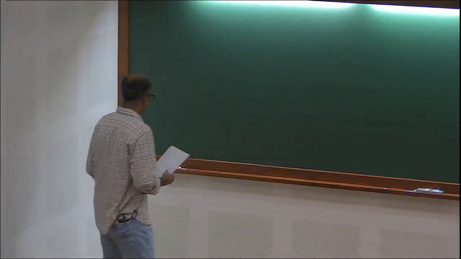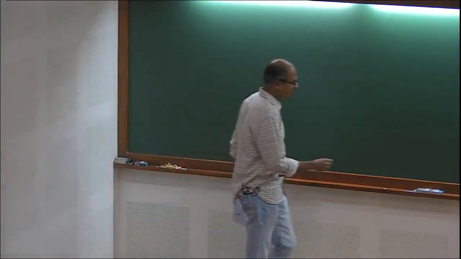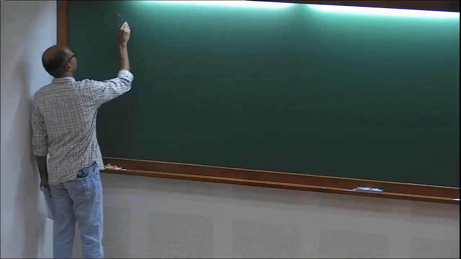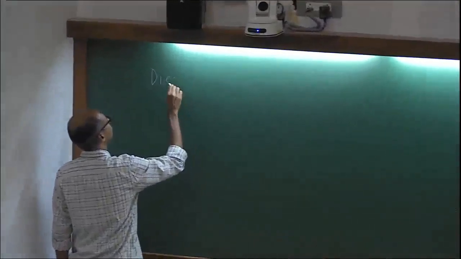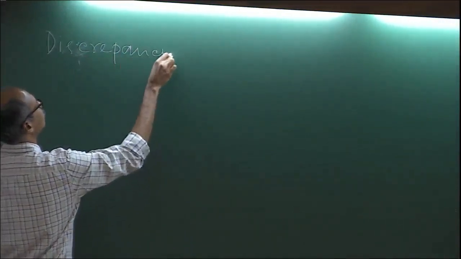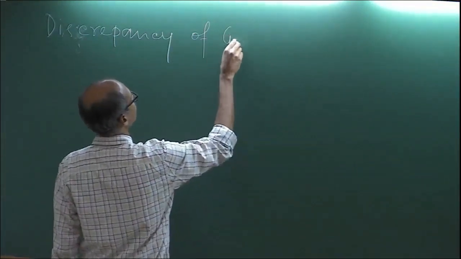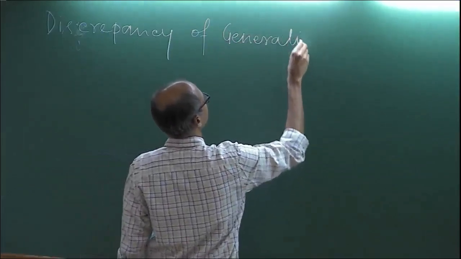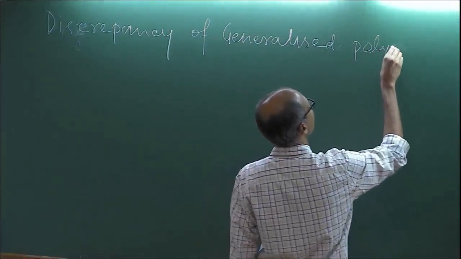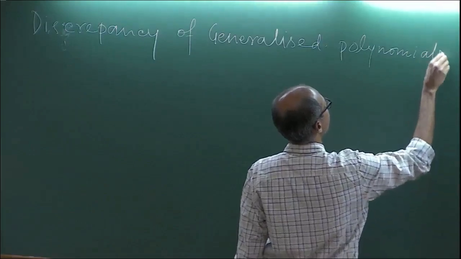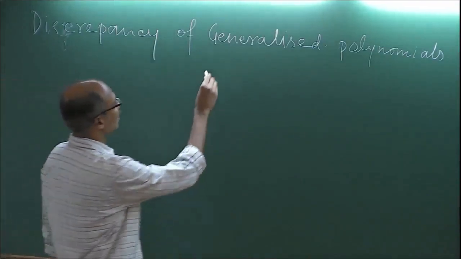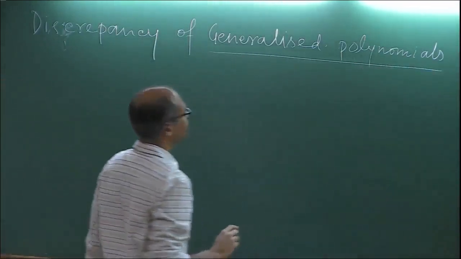So I would be talking on discrepancy of generalized polynomials. So let me just write down that title. Discrepancy of generalized polynomials. I would start with what is called a generalized polynomial.